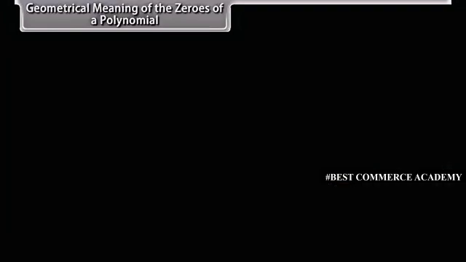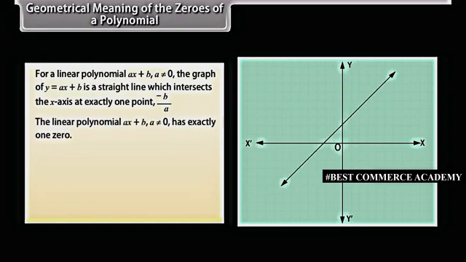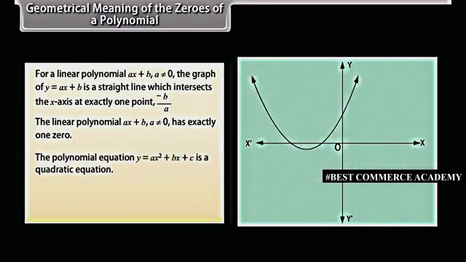Geometrical meaning of the zeros of a polynomial. For a linear polynomial ax + b, a is not equal to 0. The graph of y = ax + b is a straight line which intersects the x-axis at exactly one point, -b/a. Therefore, the linear polynomial ax + b, a not equal to 0, has exactly 1 zero. The polynomial equation y = ax square + bx + c is a quadratic equation. The graph of a quadratic equation is a parabolic curve.